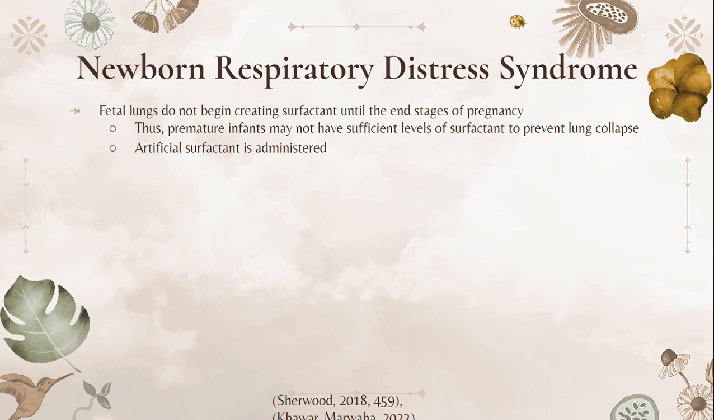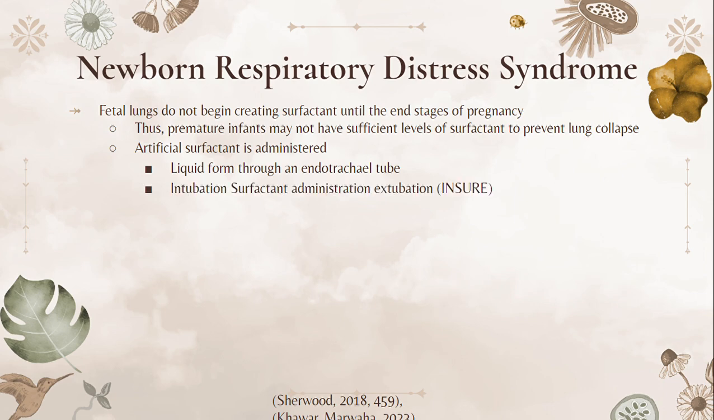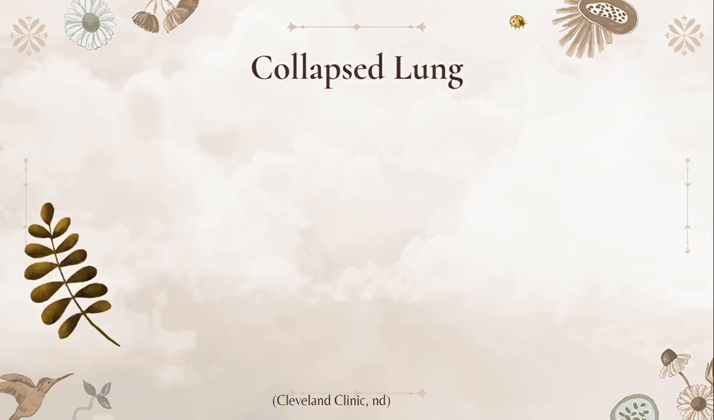So when this happens, artificial surfactant is administered, and this can be done in a liquid form through an endotracheal tube. This can be done through intubation, surfactant administration, extubation. So in this particular procedure, an infant is intubated, surfactant is administered, and then the infant is extubated. We also have the MIST method, which requires CPAP support, but again, artificial surfactant will be administered.